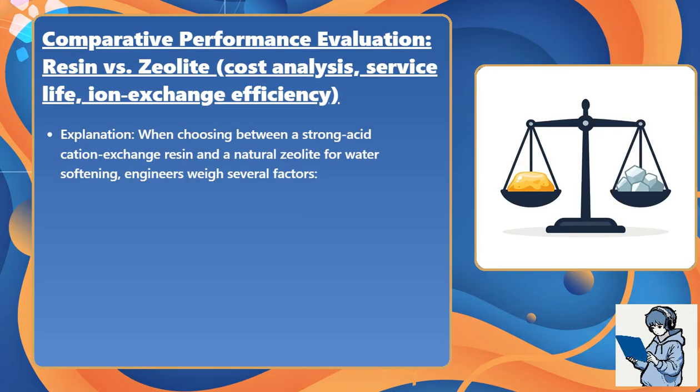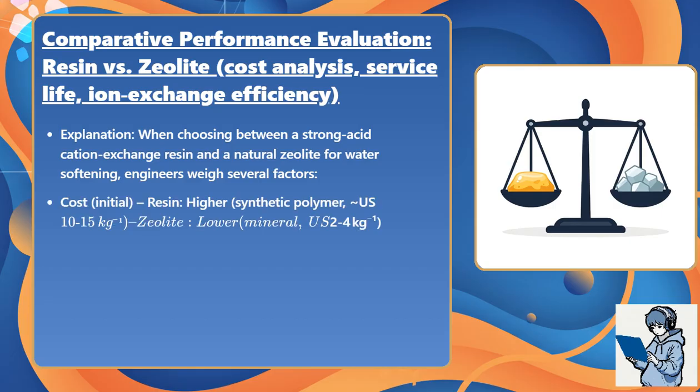Explanation: when choosing between a strong acid cation exchange resin and a natural zeolite for water softening, engineers weigh several factors. Cost: initial. Resin is higher, being a synthetic polymer, approximately $10 to $15 per kilogram.